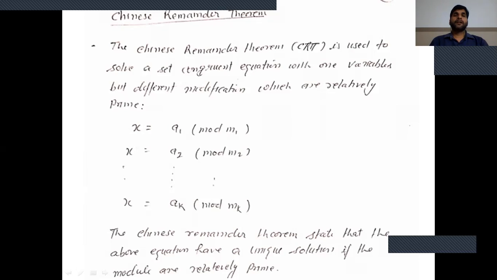Suppose x is equal to a1 mod m1, x equal to a2 mod m2, and so on, x equal to ak mod mk. The Chinese remainder theorem states that the above equations have a unique solution if the moduli are relatively prime.